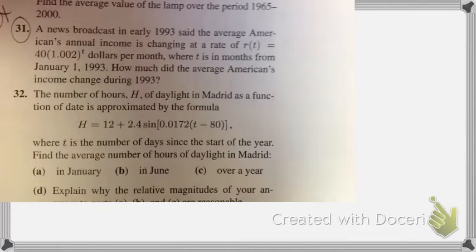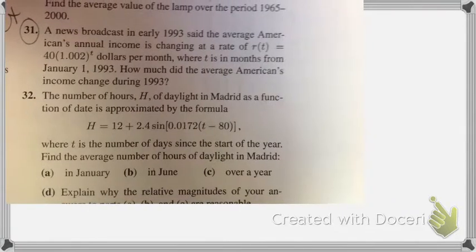Alright, so look at 31 real quick. A news broadcast in early 1993 said the average American's annual income is changing at a rate of R of t equals that, where t is in months from January 1st, 1993. How much did the average American's income change during 1993? It says average in that problem, but average American's income change, that doesn't say average value.